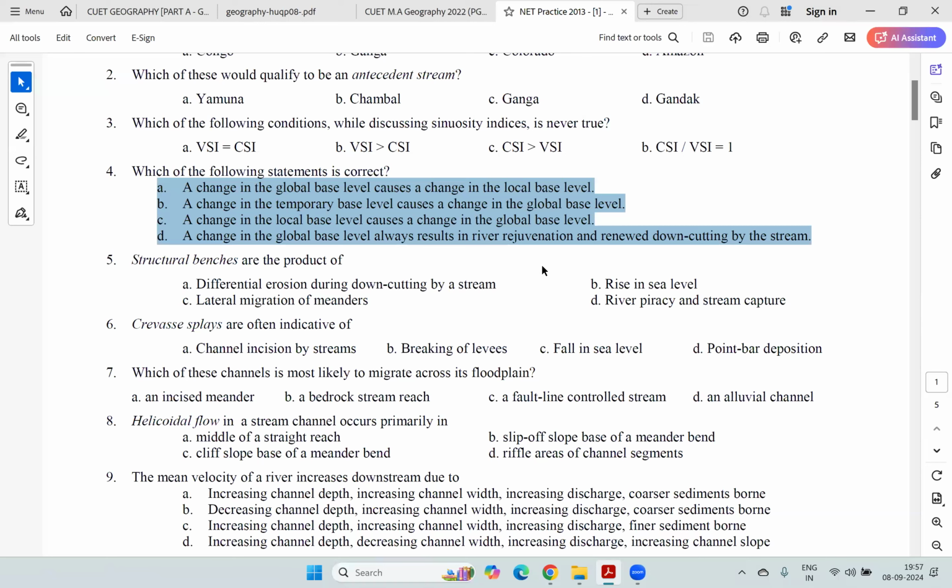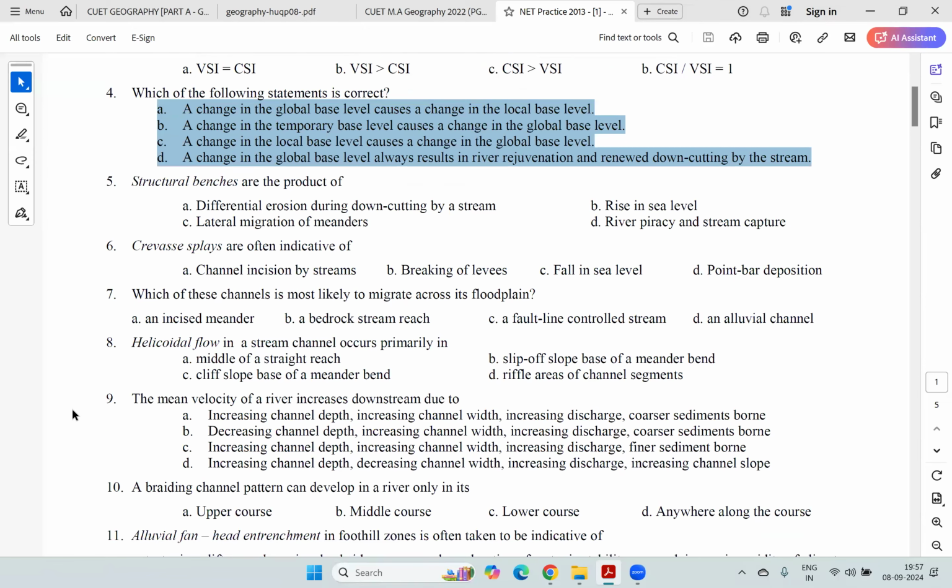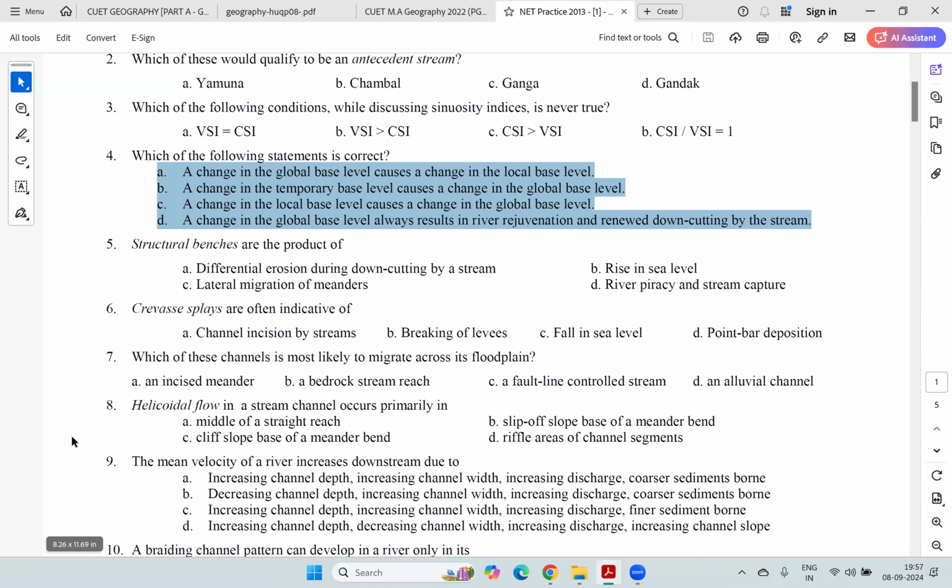Right, correct. 8C is correct. The cliff slope of a meander bend, because that is where the pool is. And so you'll have undercutting over there, and you will have helicoidal flow, helical flow in that particular location. All right, good. 8C, that was quite easy. Then this is quite interesting.